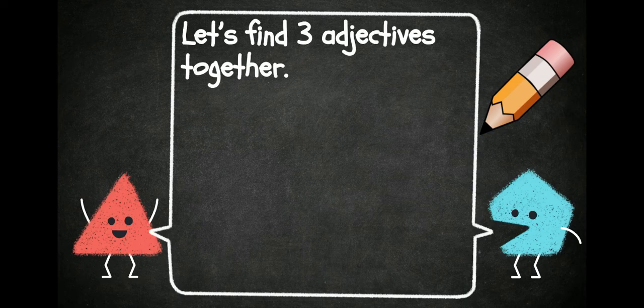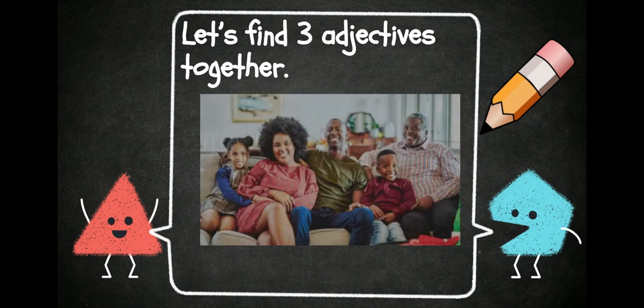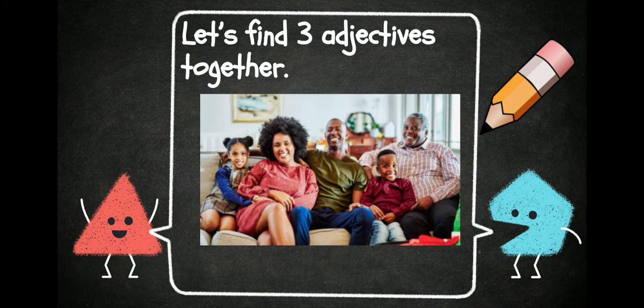So let's try it together. Let's find three adjectives together in this picture. Pause the video to have a small discussion with your class about some of the adjectives that can be used to describe the people in the picture. When you're ready, unpause the video to continue with the lesson.